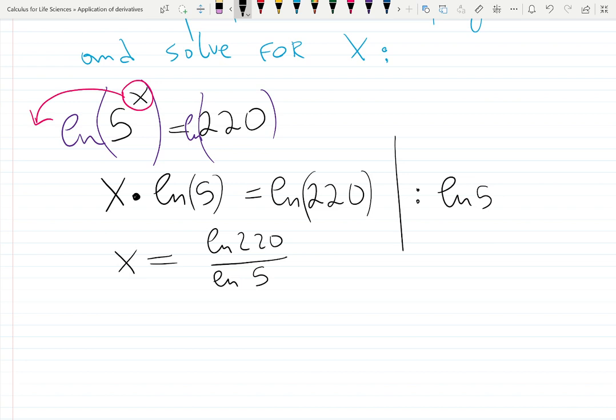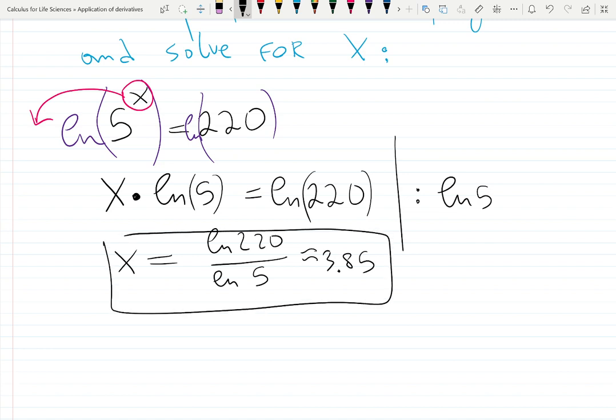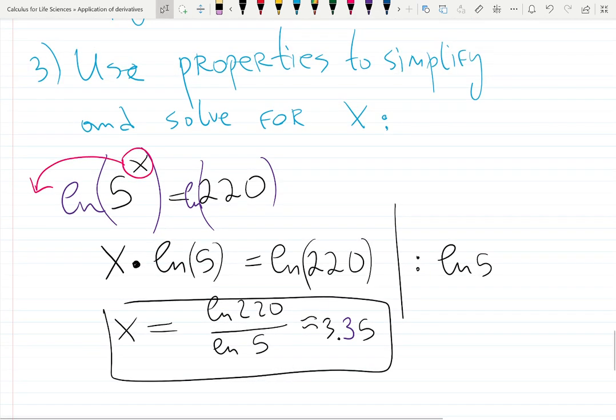Do we have a formula to simplify the quotient of two logs? No. Remember the difference: log minus log gives you the quotient. But we don't have any formula when it comes to outputs of logs. Log over log, log times log, we have no idea what that is. So you take your calculator and you calculate, and it gives you 3.35. So apparently, if 5 is raised to something close to 3.35, it gives you 220. Pretty interesting.